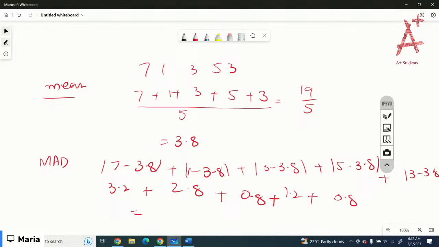Just sum up all the values. It is 3.2 plus 2.8 plus 0.8 plus 1.2 plus 0.8. So the sum of all the values is 8.8, and divide them by 5. That is 1.76, and you can round off to 1.8. Got it? Because you have to write the answer to the nearest tenth. So the correct option is 1.8.